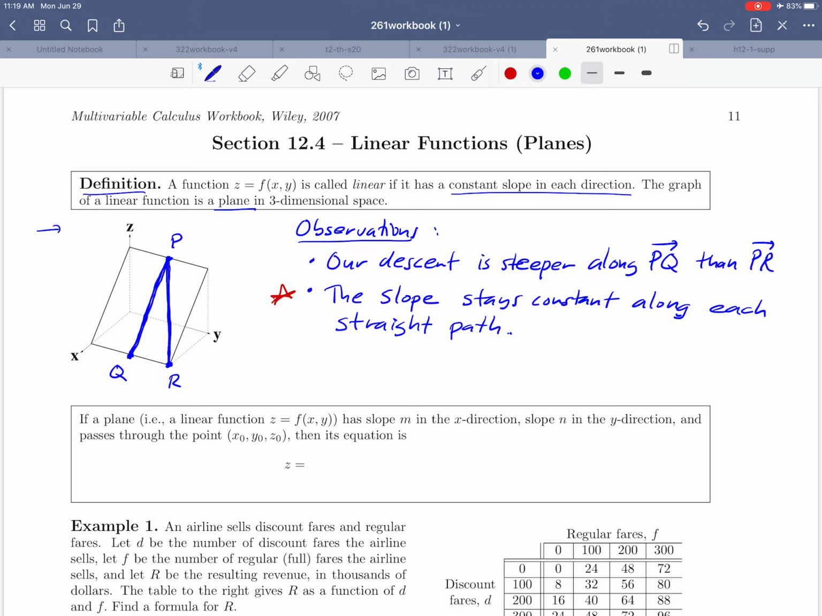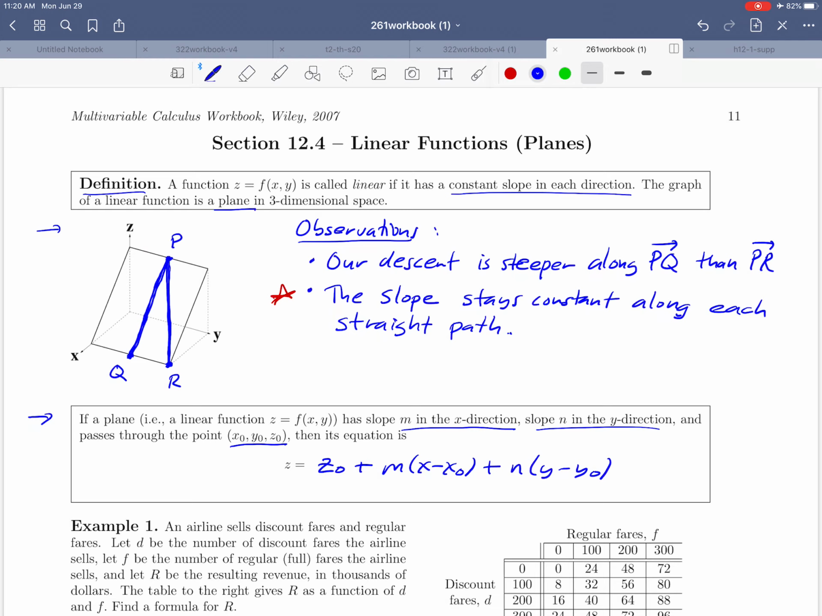Okay, so we are ready then to write down our first formula for the equation of a linear function that is a plane. This formula is going to involve slopes. Let's read this together. If a plane has a slope of m in the x direction and a slope of n in the y direction, and it passes through the point (x0, y0, z0), then its equation, it turns out, is given as follows. I'm just going to write it down here: z = z0 + m(x - x0) + n(y - y0). That equation would represent the equation of this plane in three-dimensional space.